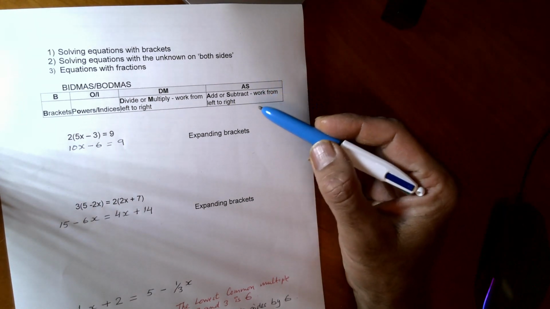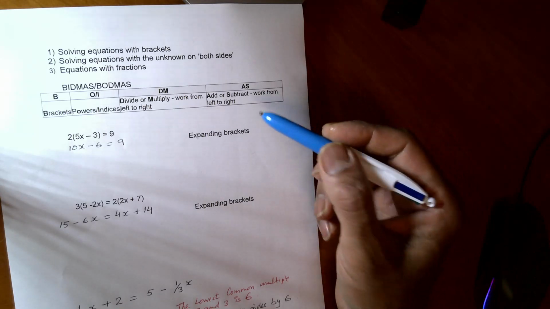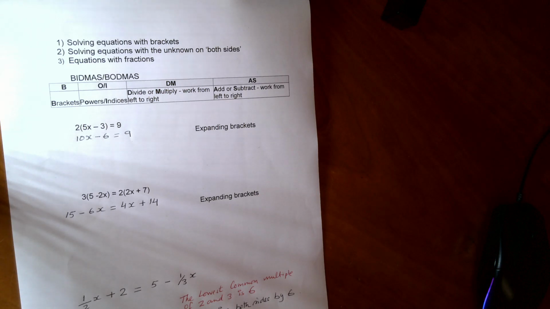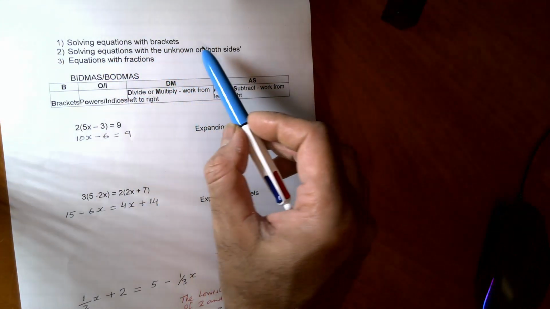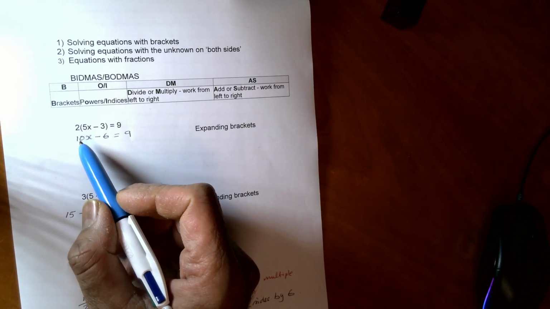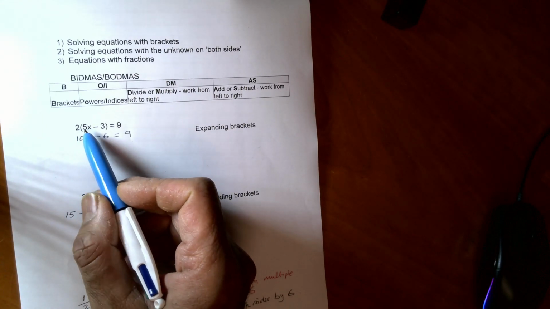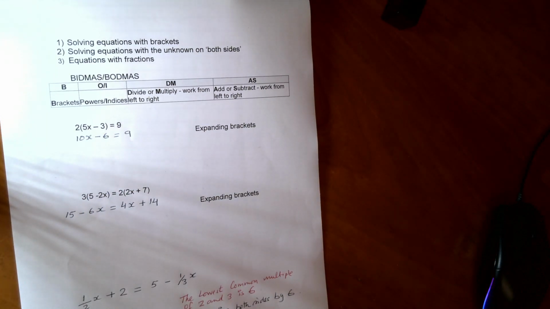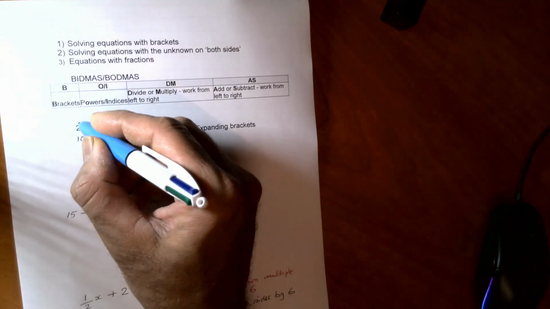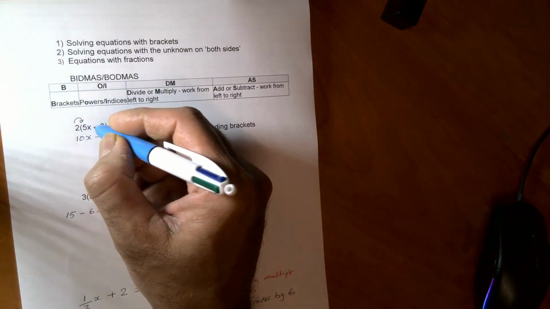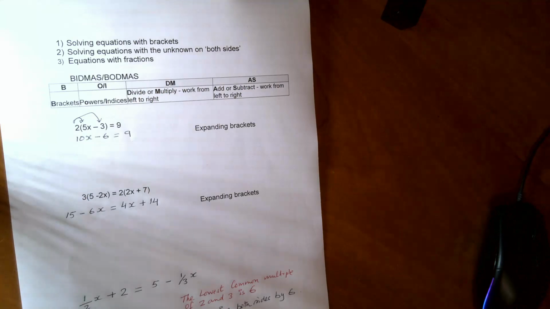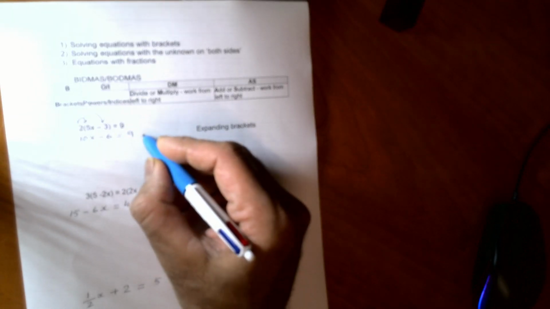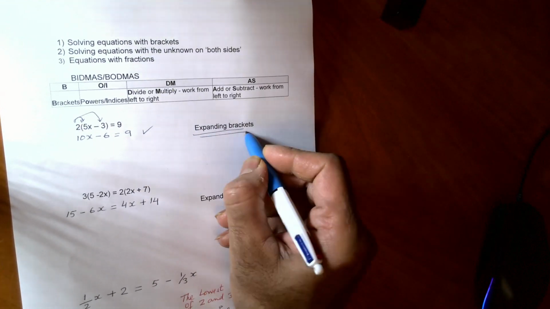I have explained this in my previous video as well, but I thought I would go through it again as I'm further explaining this. So let's start with solving equations with brackets. We have one example here: 2 outside the bracket, and you have 5x minus 3 equal to 9. When you open this, you get 2 multiplied by 5x, and then 2 multiplied by minus 3, which gives you 10x minus 6, and that's equal to 9. Is that okay? This is called expanding the brackets.